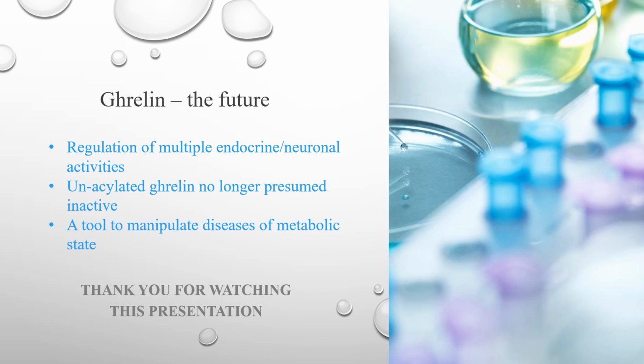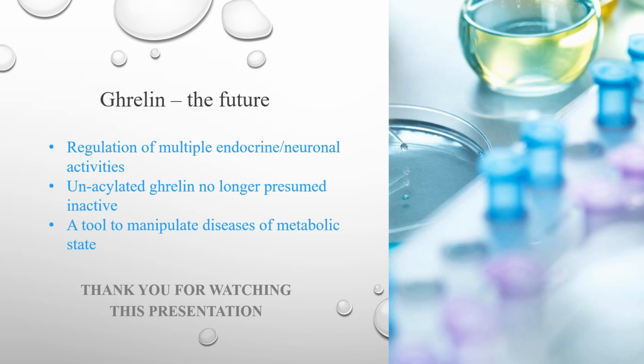Since its identification in 1999, ghrelin has been shown to participate in and perhaps regulate multiple endocrine neuronal activities, particularly the pathways that regulate hunger, satiety, growth hormone release, insulin mediation, glucose metabolism, and cortisol release.